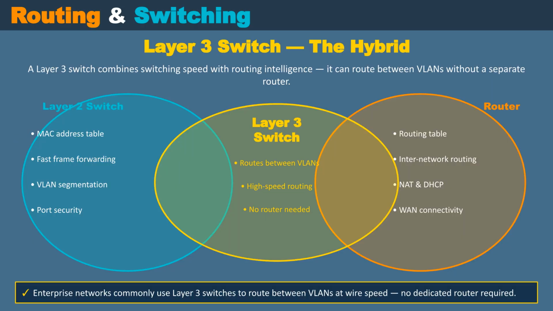The Layer 3 switch is a hybrid device combining the speed of switching with the intelligence of routing. Like Layer 2 switches, they maintain MAC address tables and offer fast frame forwarding. Like routers, they use routing tables and support inter-network routing. The key is their ability to route between VLANs at high speed without a separate router.